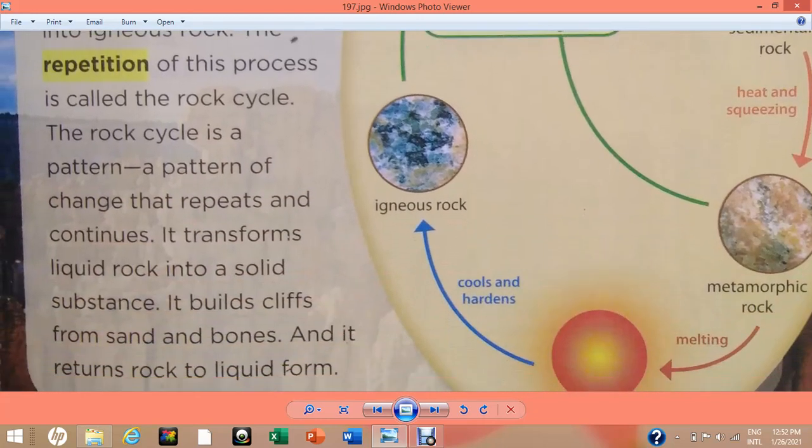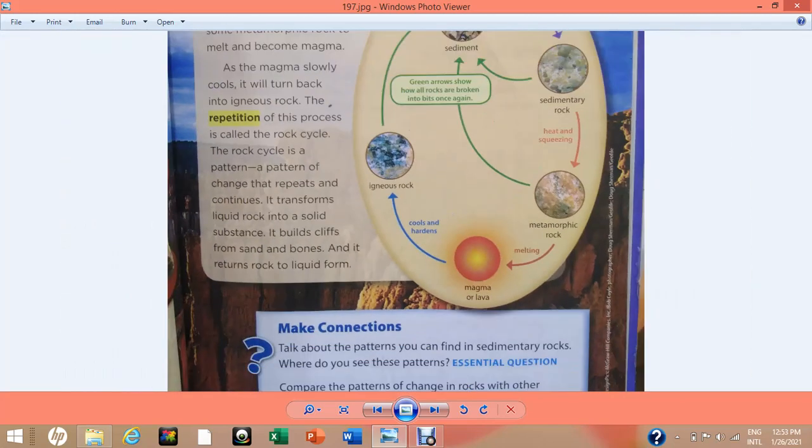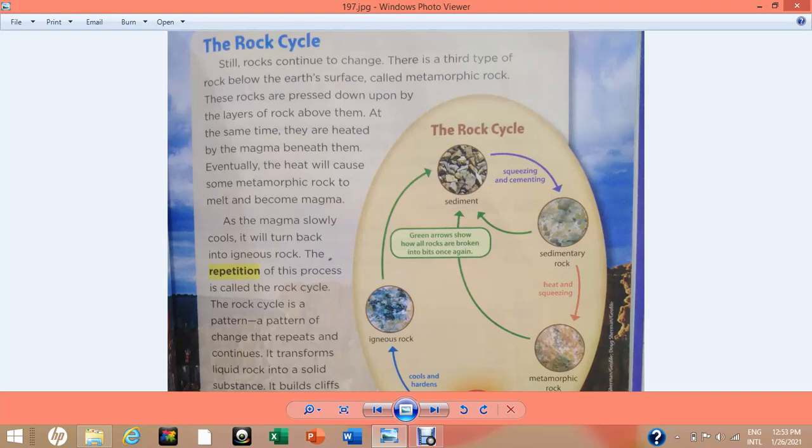The rock cycle is a pattern of change that repeats and continues. It transforms liquid rock into a solid substance. It builds cliffs from sand and bones, and it returns rock to liquid form. My dear students, it is a very informative lesson in which you will find a lot of new information related to the structures of Earth.